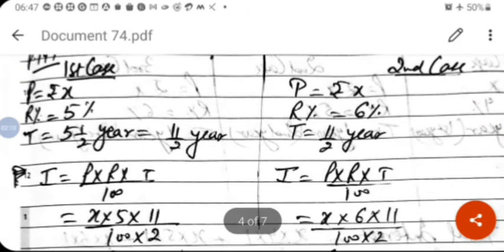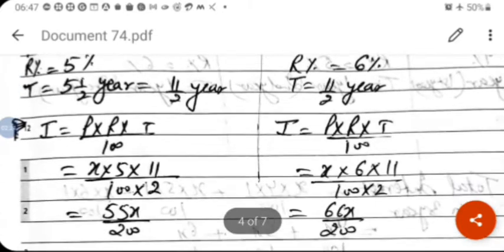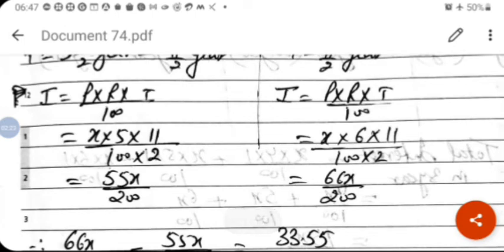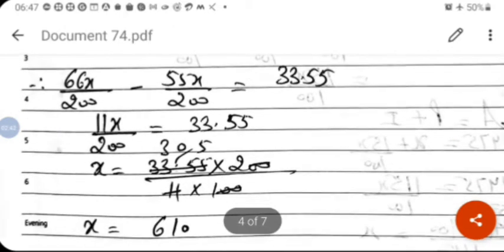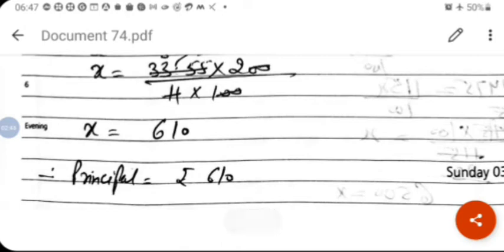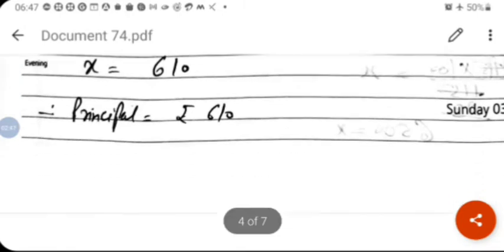Now again, there are two cases. In the first case, principal is x, rate 5%, time 5.5 years, that is 11 upon 2 years. In the second case, principal x, rate 6%, time 11 upon 2 years. We find the interest in both cases: 55x upon 200 in the first case and 66x upon 200 in the second case. Now in the second case, he is getting 33.55 interest more, means the difference of the two interests must be 33.55. So the difference of 66x upon 200 minus 55x upon 200 gives you the value of x as 610. So the sum invested is rupees 610.